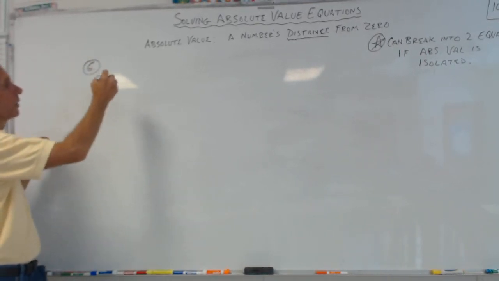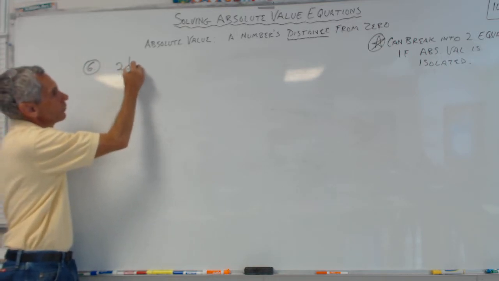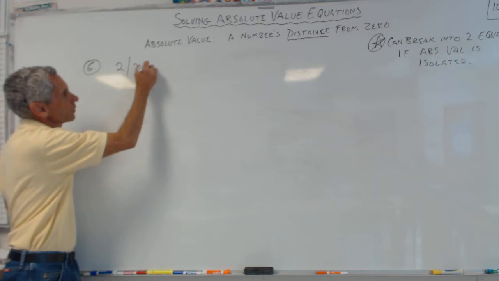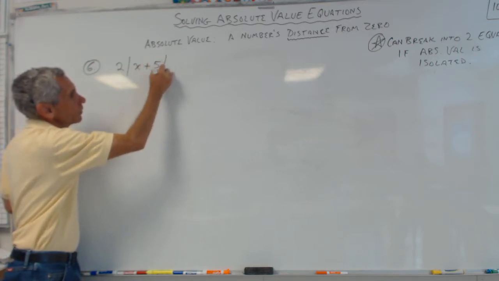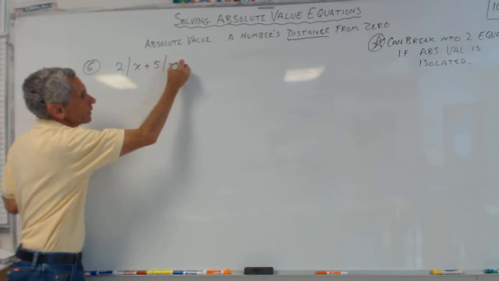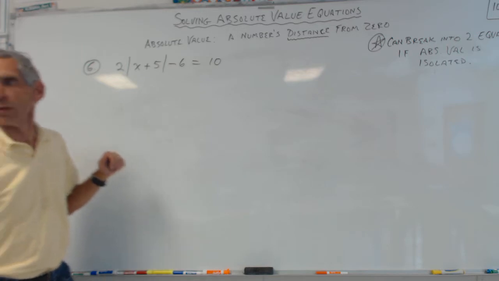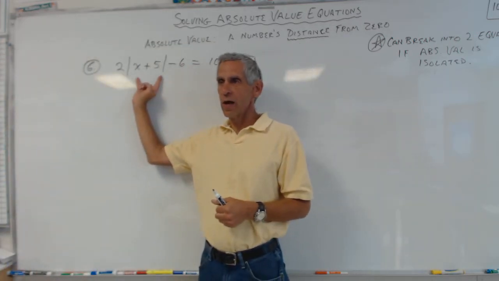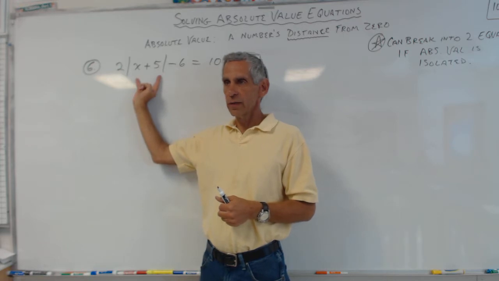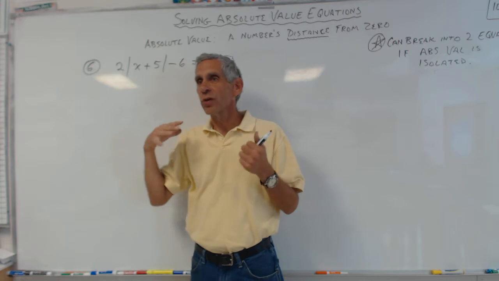If I said 2 absolute value of x plus 5 minus 6 equals 10. Now, what is the problem? It's not isolated. Why? Because of the 2 and the negative 6. Which would I do first?